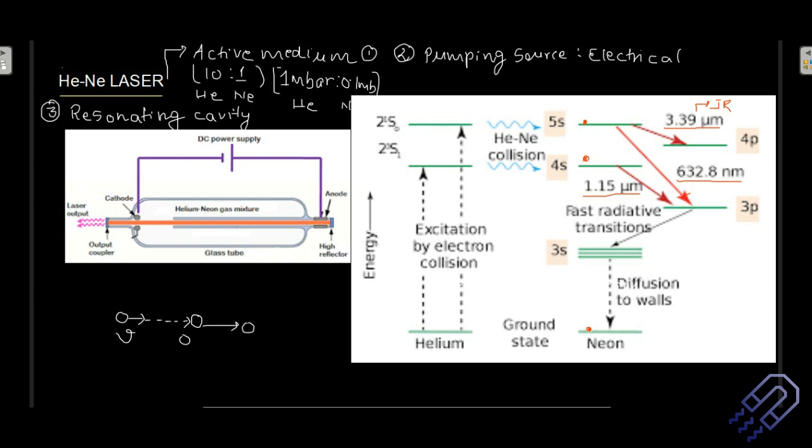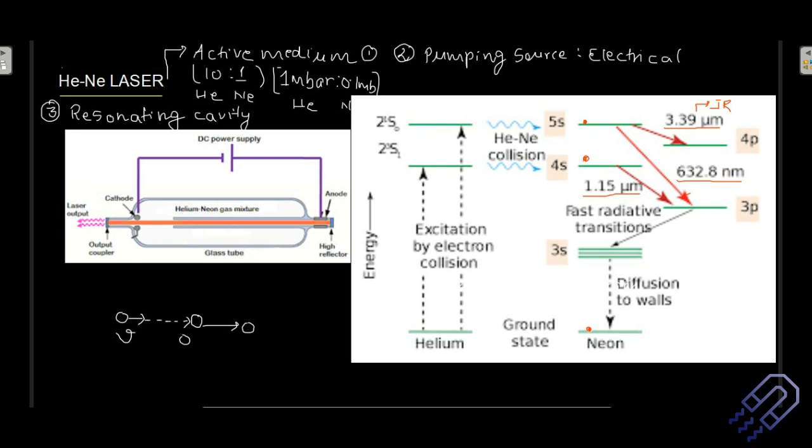Now all of these processes happen at the same time, and in the process we are also having photons coming out. Now you might ask that we said laser is stimulated emission, but this is happening spontaneously. Now when this radiation gets emitted and the entire setup is enclosed within this resonating cavity, this radiation of 632.8 nanometer will move to and fro.